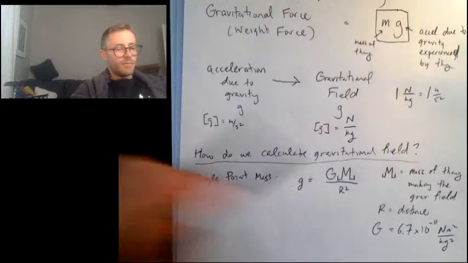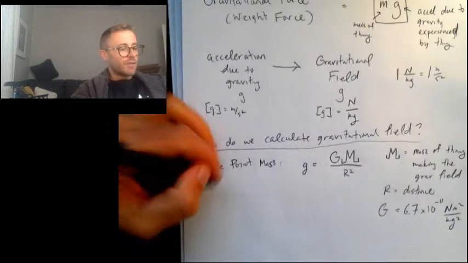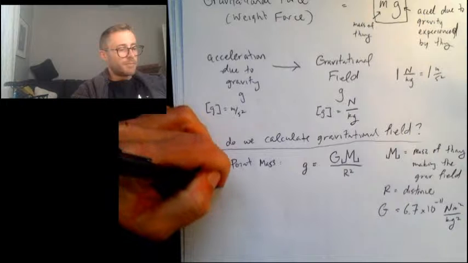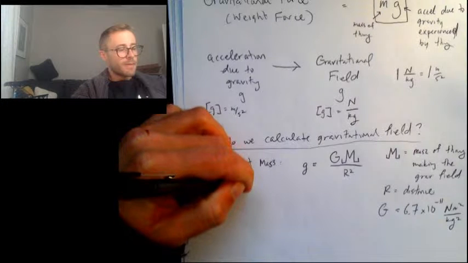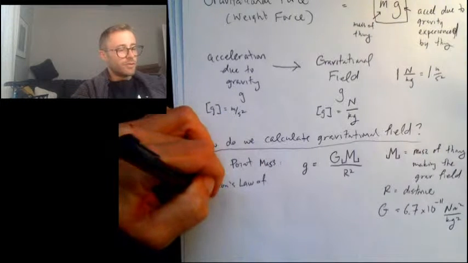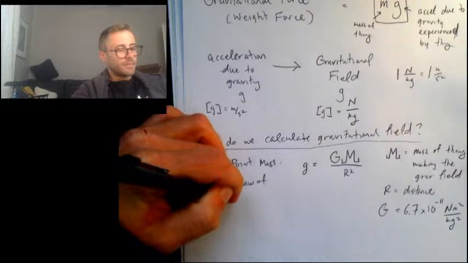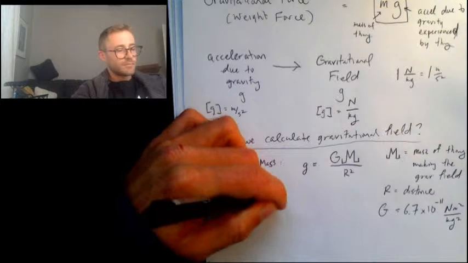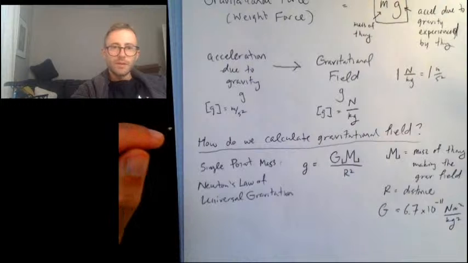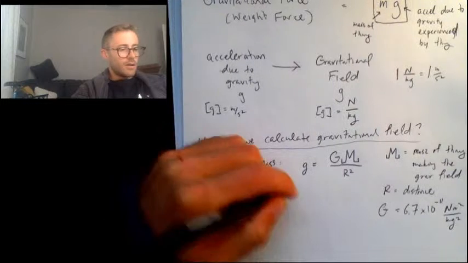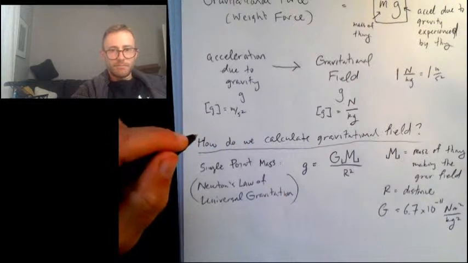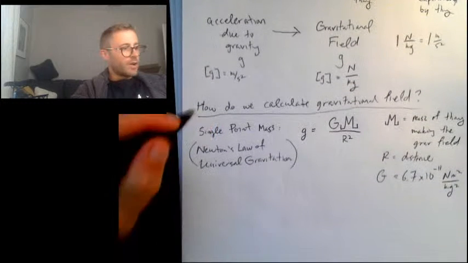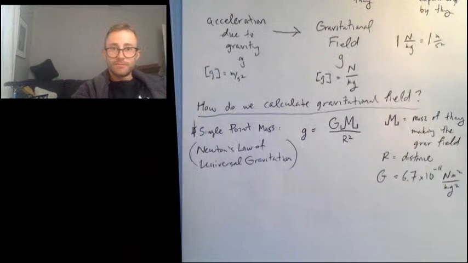So this law is often called Newton's law of universal gravitation. Okay, Isaac Newton came up with this law. So that's for a single point mass.